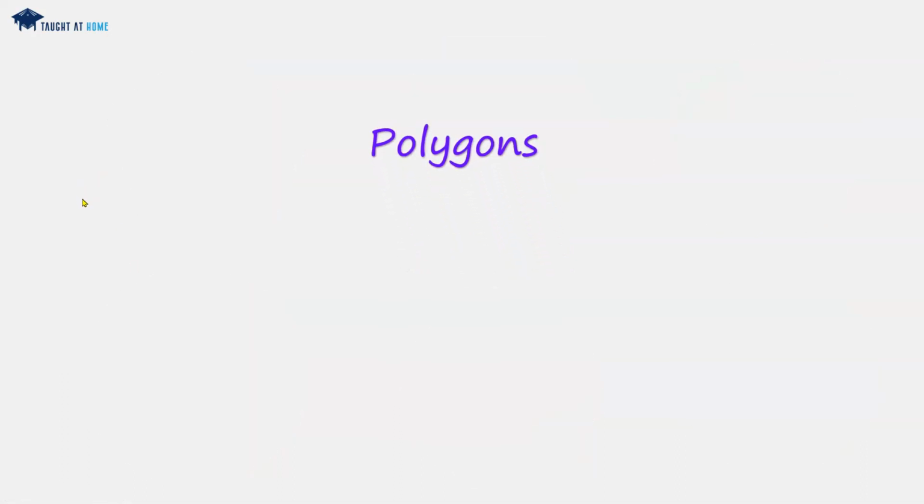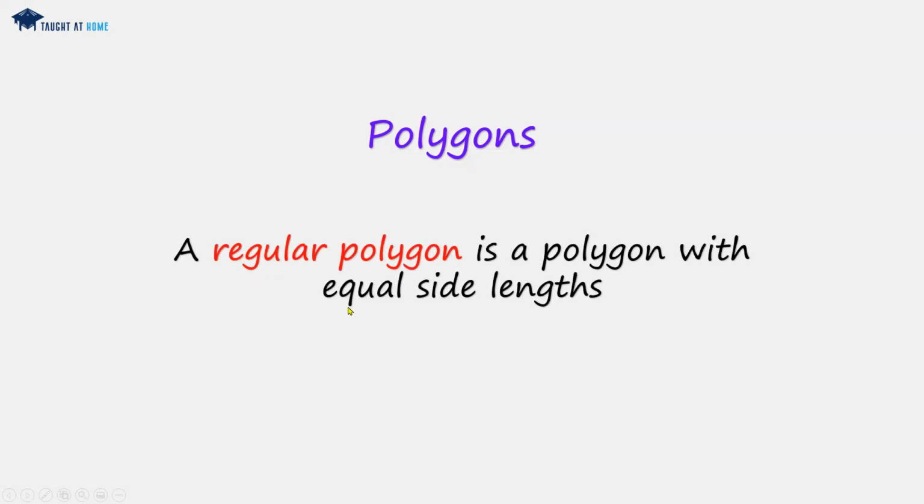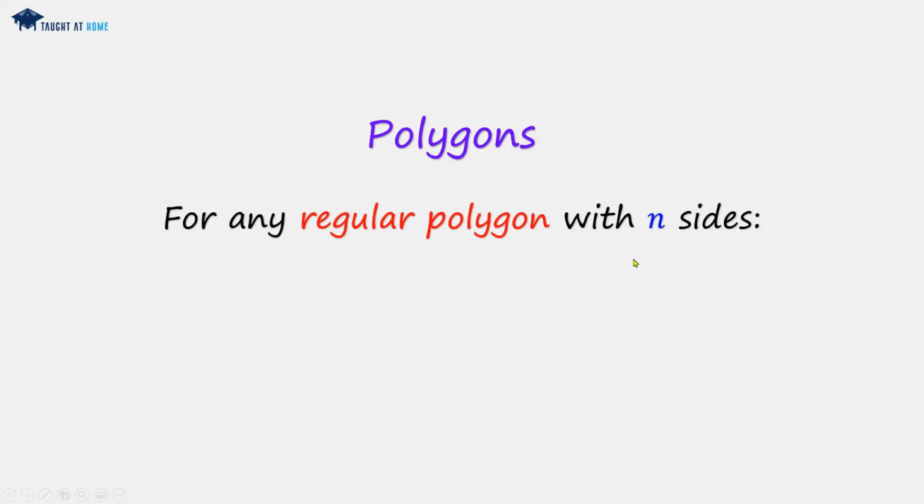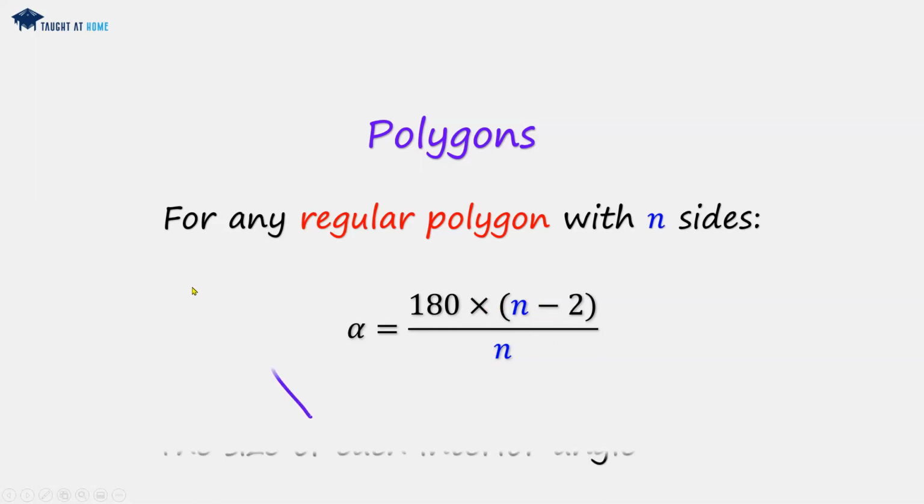So for polygons, we say that a regular polygon is a polygon with equal side lengths. And for any regular polygon with n number of sides, we have a formula to calculate the interior angle size. We say A is equal to 180 times (n minus 2) all over n, where n is the number of sides that the polygon has.